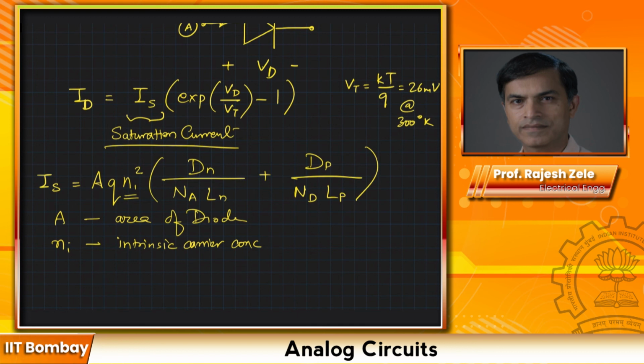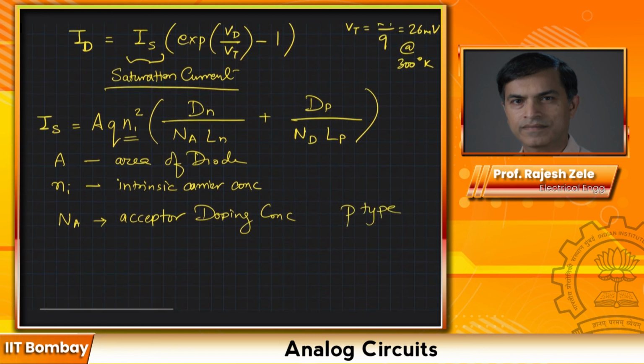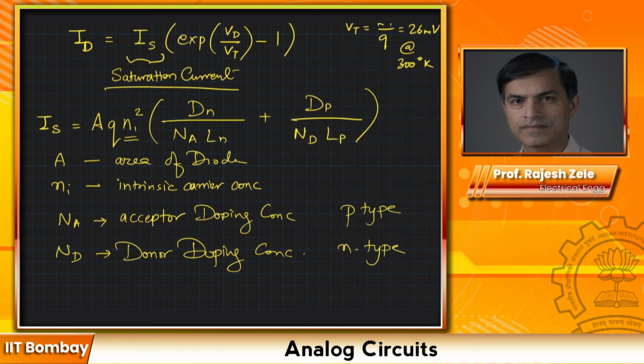Then when we talk about Na, Na is the acceptor doping concentration. Where does acceptor come into play? In the p-type part of the diode. And Nd would be your donor, and this would happen in the n-type.